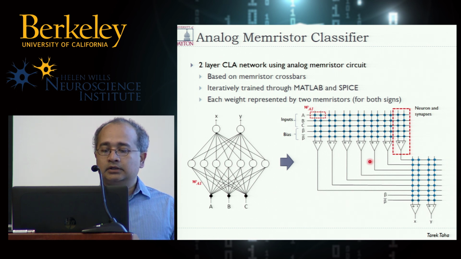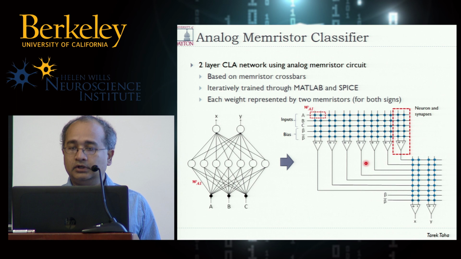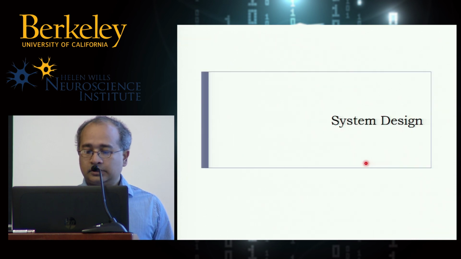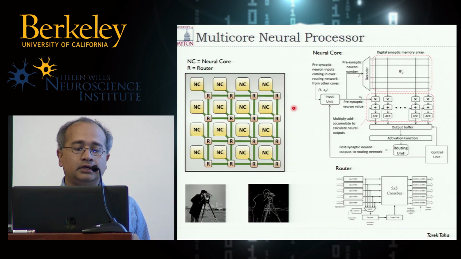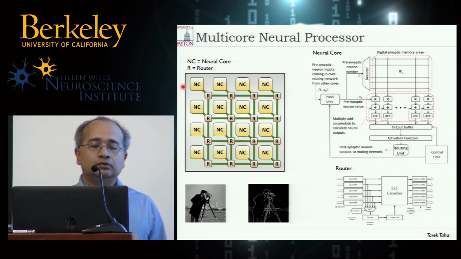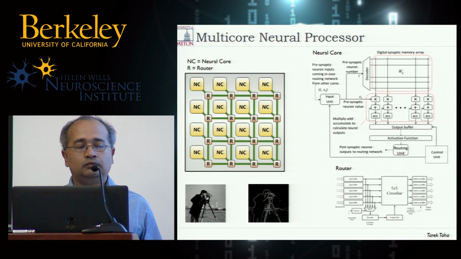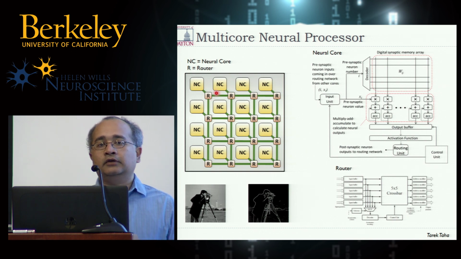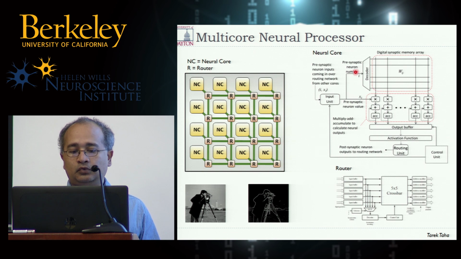So we then said, okay, let's take this system and see what we can get in terms of overall system performance. To look at system performance, we wanted a system like this where we had a tiled array of neural cores, with the cores connected using routing networks. To make sure we got everything right, we actually implemented this in digital form on an FPGA. In the digital form, we have the router, a memory array, multipliers, adders and accumulators. So all of this is done.